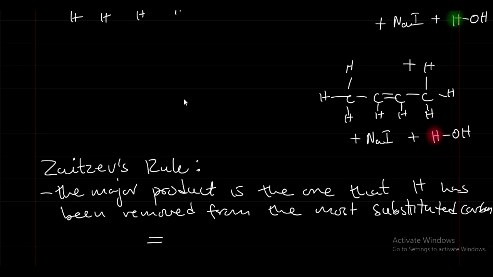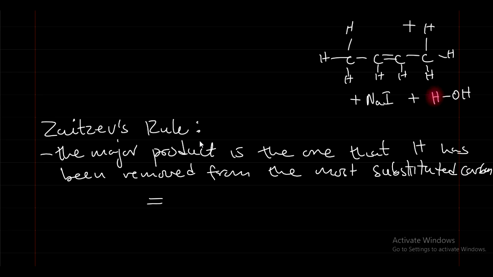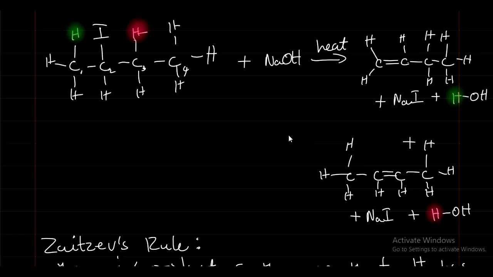Okay. And what is Zaitsev saying? Zaitsev is saying the major product is the one where H has been removed from the most substituted carbon. So it's saying that the most substituted carbon is this one, and the H that must be removed will be the red one. So the structure that is going to be the major product, or our main product, is this one. Okay. So now this will be our major product, and then this one will be our minor product. You see.